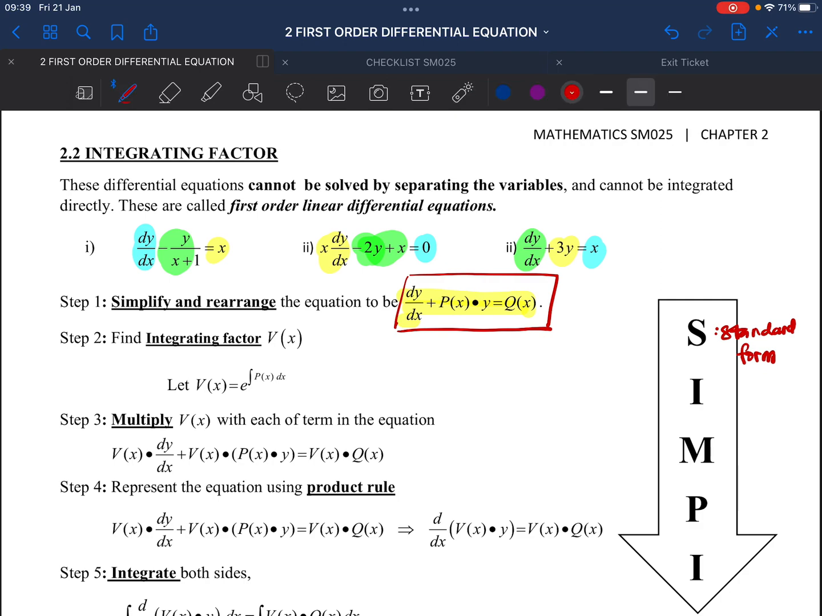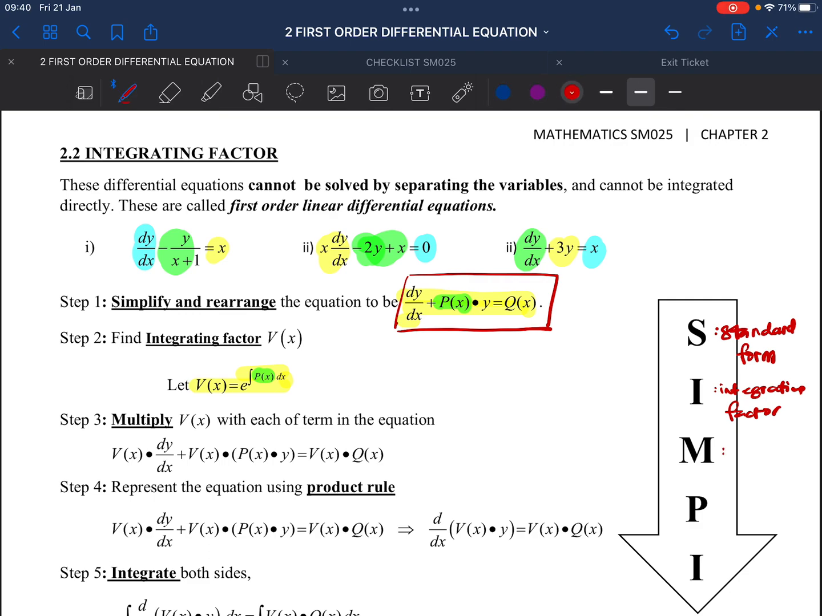The second step is to find our integrating factor. So what is integrating factor? Basically just the formula, we represent integrating factor as V(x). So we have the formula V(x) equals e to the power of integral P(x). So P(x) dekat sini apa? P(x) ni datang daripada mana? Daripada standard form kita.